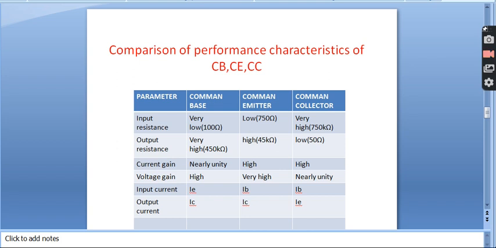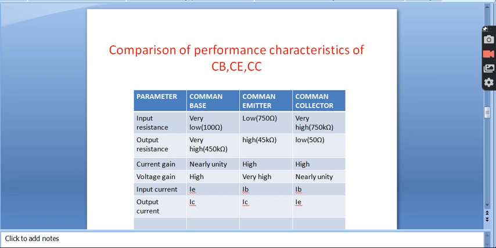Now we are comparing the performance characteristics of CB, common base, CE, common emitter, and common collector. The first parameter is input resistance. The input resistance in common base configuration is very low, only up to about 100 ohms.